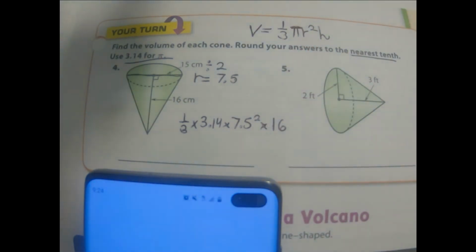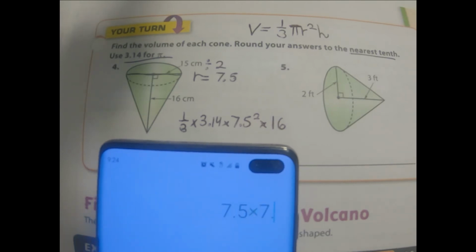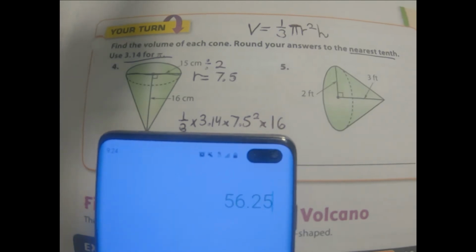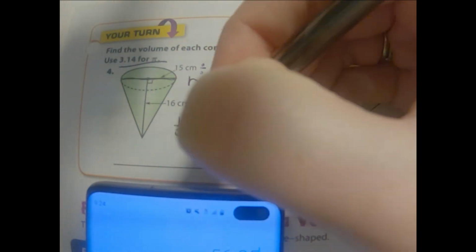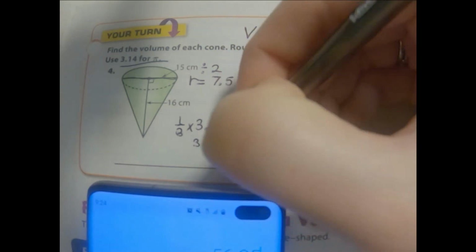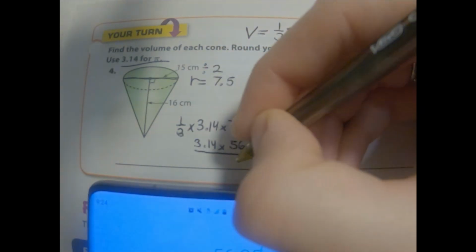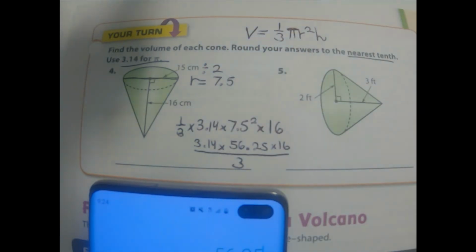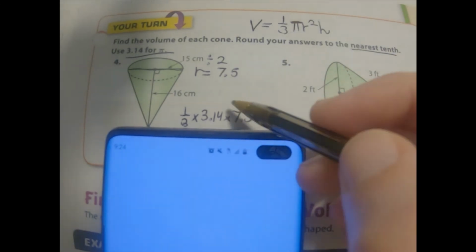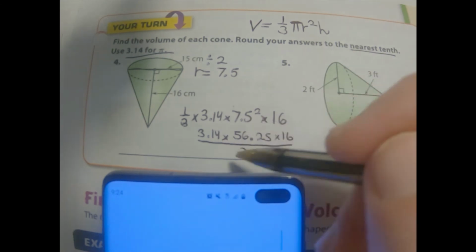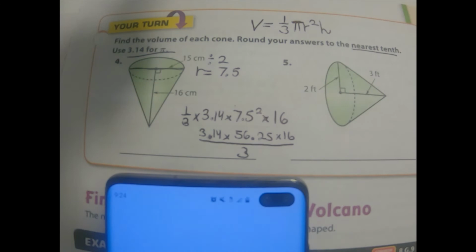Quite large numbers. So let's start with 7.5 squared first. In that case, I'll do 7.5 times 7.5, which is 56.25. And I'm going to keep that decimal. So 3.14 times 56.25 times 16. And I'm going to do all of that divided by 3. Okay? So to get the most accurate answer, keep these decimals that you get from the problem itself and then actually use the rounding method in the end.